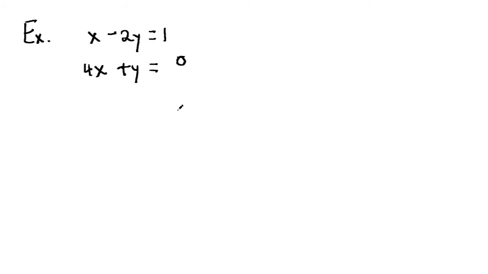Okay, so what we want to do here is try to get rid of that x variable. So let's multiply the first equation by -4. We multiplied through everywhere in the first equation by -4. We leave the second equation as it is.